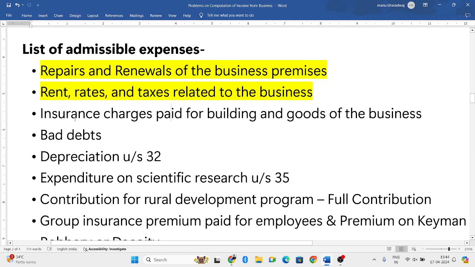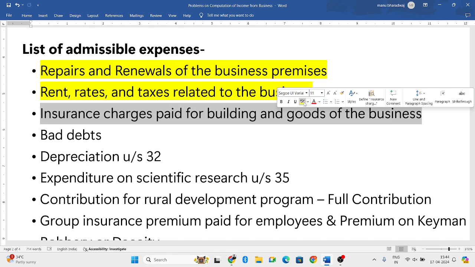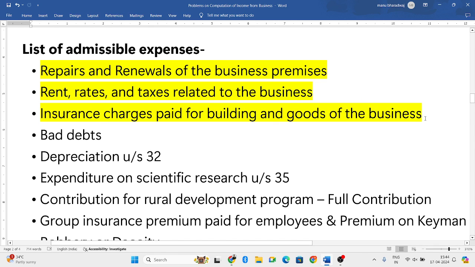Insurance charges paid for building and goods of the business. This also will come. For example, you take fire insurance. Whatever the goods you have produced in the organization, there should be certain security. Suppose if any fire attack happens, you need to recover the loss. In such a situation, you would have taken the fire insurance. So fire insurance for building or goods, that is allowable.